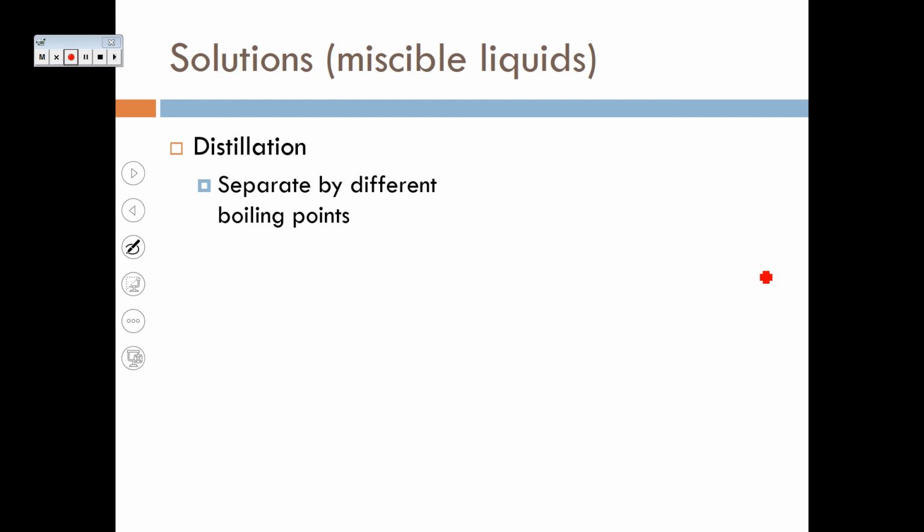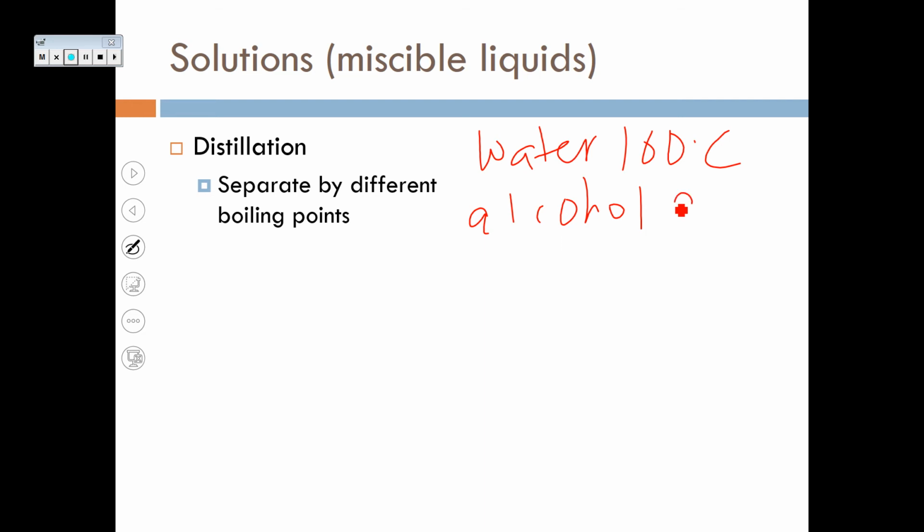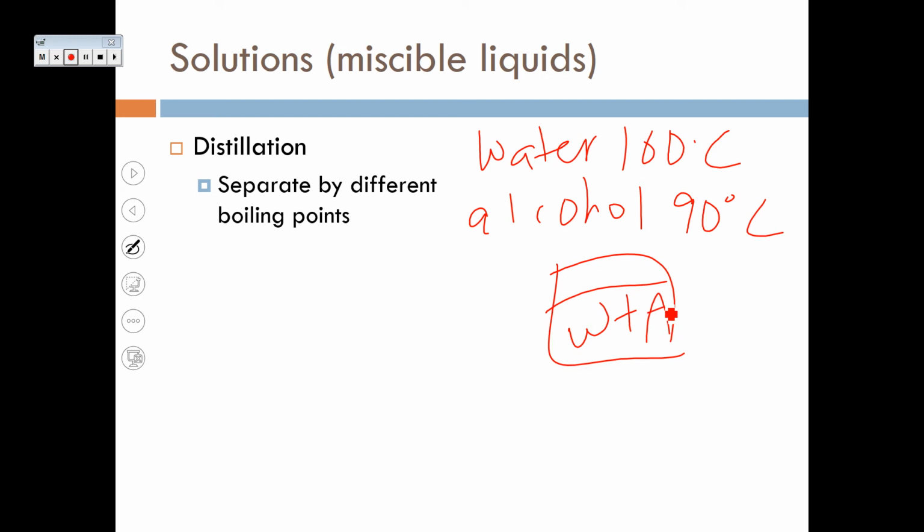So, for example, if you have water, which boils at 100 degrees Celsius, and alcohol, I'm not sure exactly what the temperature for alcohol is because there are different types of alcohol. Let's just say it boils at 90 degrees Celsius. And you have a mixture of the two, water and alcohol. When you raise the temperature to 90 degrees Celsius, the alcohol will boil off first. You collect it, you cool it and collect it, and you can have a separate tube of alcohol.